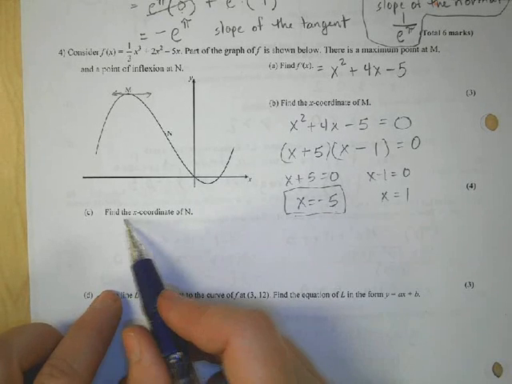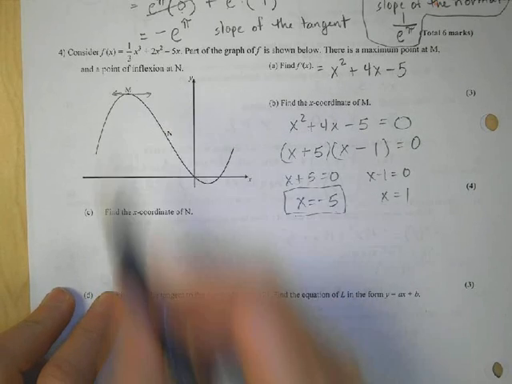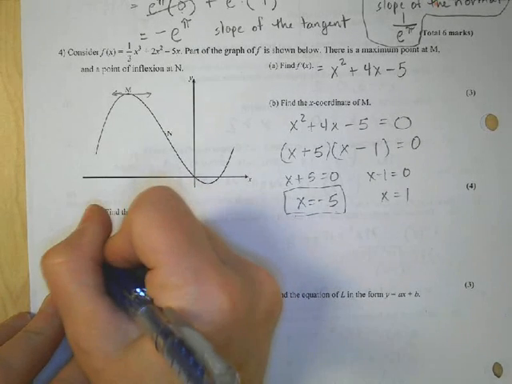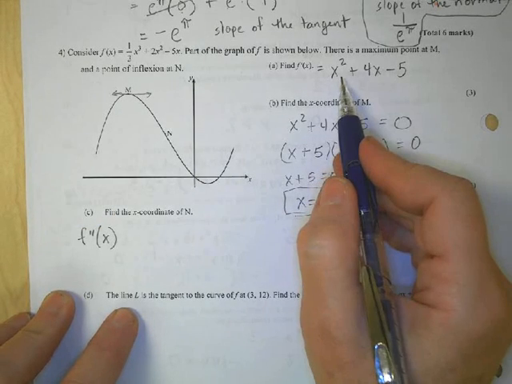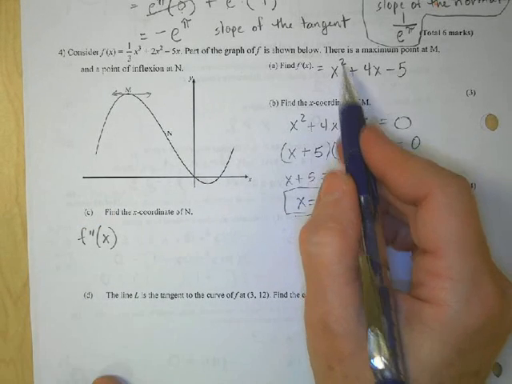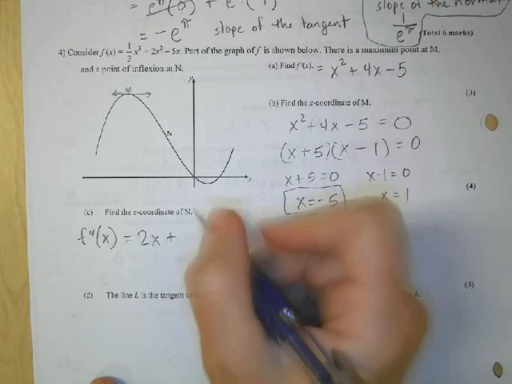Now find the x-coordinate of n. Well, n, they told me, was an inflection point, so I'm going to need the second derivative. The second derivative helps me get inflection points. So I take my first derivative and I take its derivative. Move the 2 down front, I get 2x plus 4.